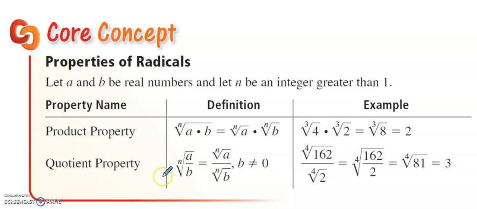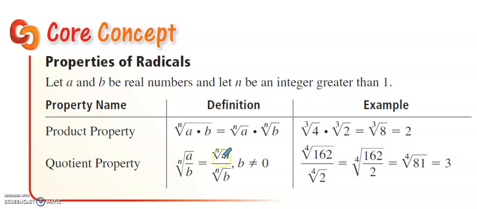Similar sort of thing with division. This is called our quotient property because it's division. If I have a radical over a fraction, then I can separate that fraction so that the radical is over the numerator and denominator separately. Or, again, I can go from, in this case, the right-hand side of the equation to the left-hand side.